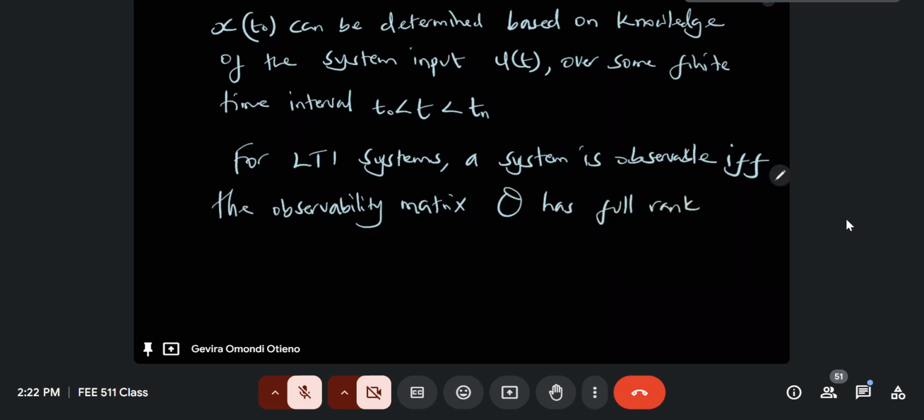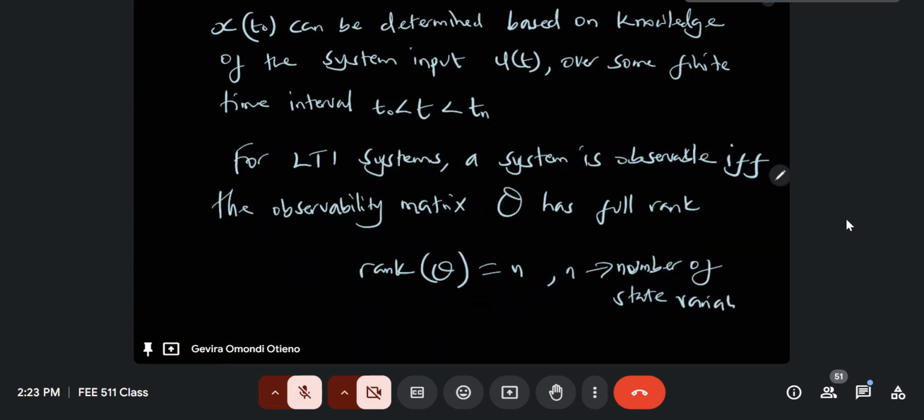I'll go back to that. What that simply means is that if you establish the rank of the observability matrix and it is equal to the number of state variables, of course, n is the number of state variables, more or less the same as we did with the controllability matrix, then we say that the system is observable.